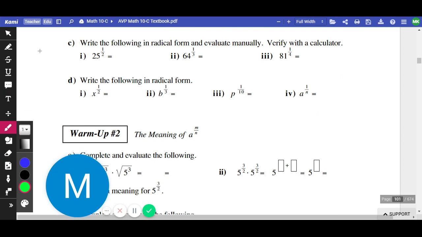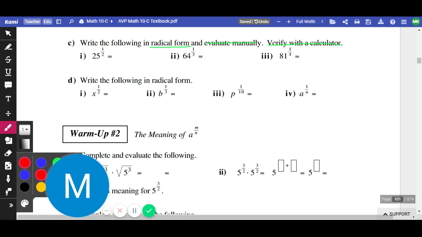It says to write it as or evaluate it. We're not going to evaluate it. We're not going to verify it. We're just going to convert it to a radical. So write the following in radical form. That's what we're going to do. We have 25 to the power of 1 divided by 2.